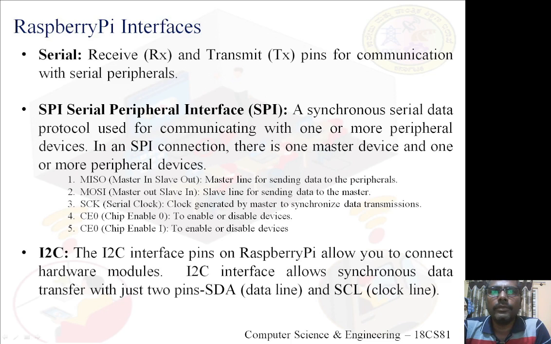I2C. The I2C interface pins on Raspberry Pi allow you to connect to hardware modules. I mean, you want to connect your Raspberry Pi computer to Arduino, or you want to connect your Raspberry Pi computer to another Raspberry Pi computer. There you can make use of the I2C interface. This allows synchronous data transfer with just two pins. One is SDA data line and one is SCL clock line.